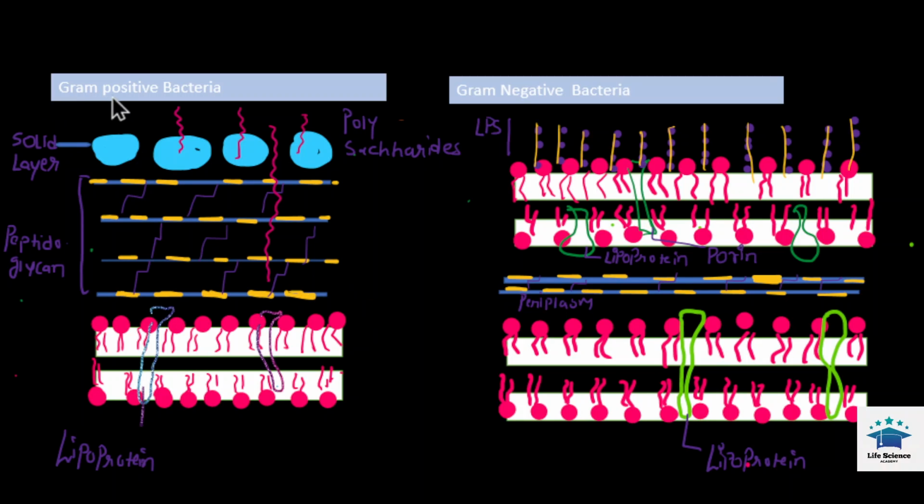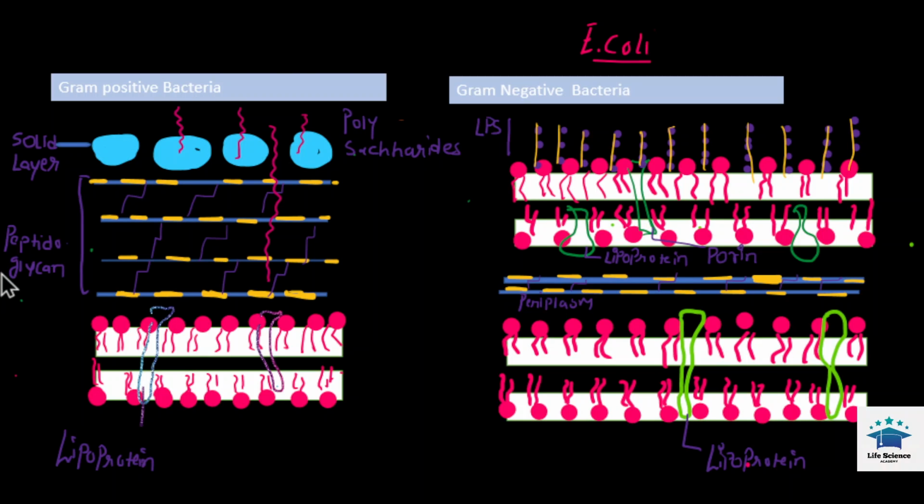We have some differences between gram-positive and gram-negative bacteria. On the basis of the cell envelope, we divide bacteria into two categories: gram-positive bacteria and gram-negative bacteria. E. coli is a gram-negative bacterium. First of all, we will discuss the gram-positive bacteria.